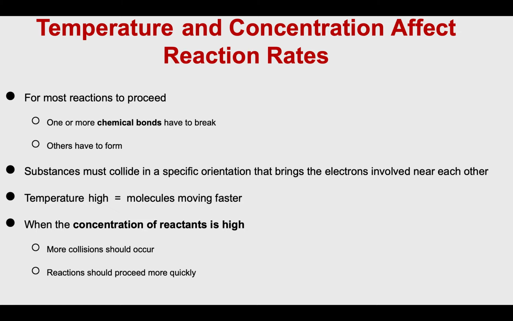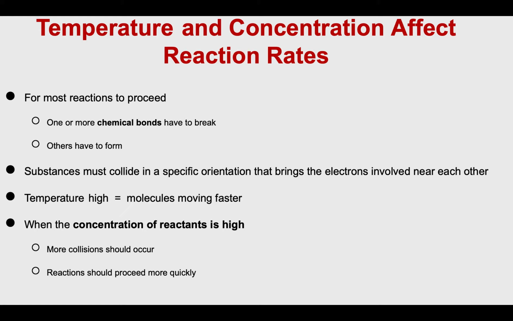All right, so in order for a reaction to occur, these substances have to collide in a very specific orientation to each other that brings their electrons closer together. They're just randomly colliding, and some of those random collisions will bring them in an orientation that's favorable for the reaction to occur.